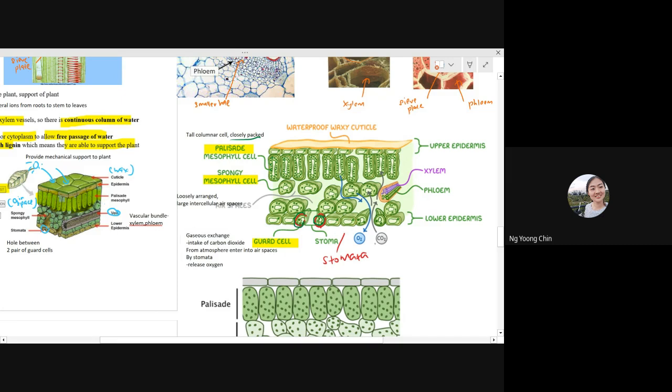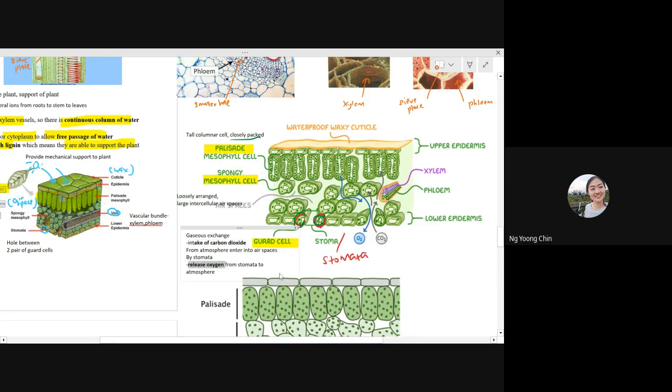So oxygen will be released from the leaf to the atmosphere. They will be released out from the stomata to the atmosphere. Atmosphere refers to the outside atmosphere. So you can see they work in totally opposite ways: intake carbon dioxide but release oxygen.